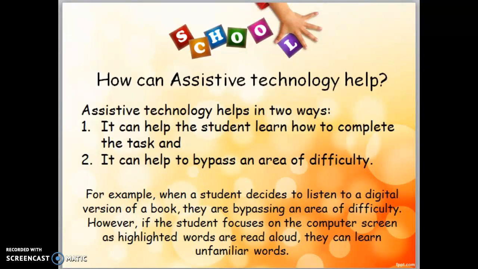How can assistive technology help? Assistive technology helps in two ways. One, it can help the student learn how to complete the task, and two, it can help to bypass an area of difficulty. When a student decides to listen to a digital version of a book, they are bypassing the area of difficulty. However, if the student focuses on the computer screen as highlighted words are read aloud, they can learn unfamiliar words.